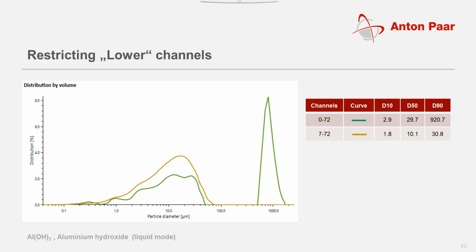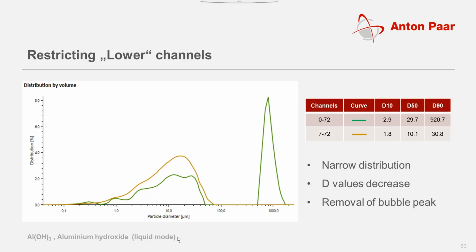The yellow curve is obtained when the first channel till the sixth are not active. These are exactly the virtual channels of the CCD camera, which detect larger particles. In fact, you can see from the particle size distribution that the air bubble peak at 1000 micrometer disappears. And from the table, you can read that the D values become smaller. And the final particle size distribution is also narrower.